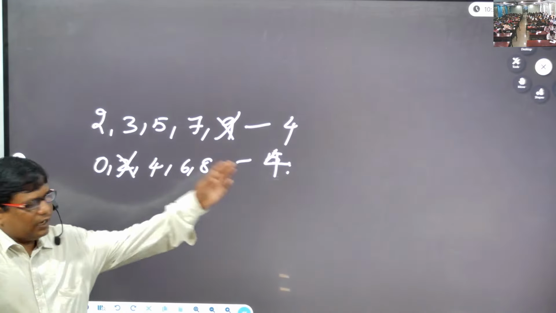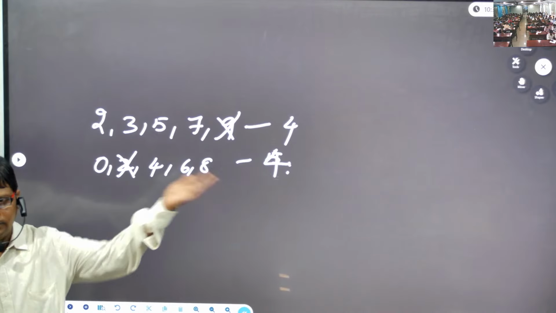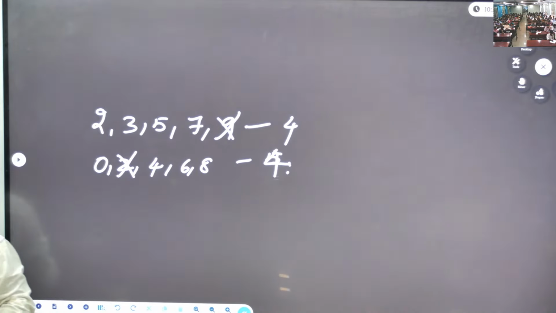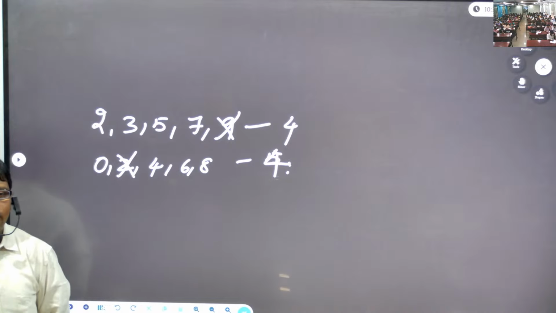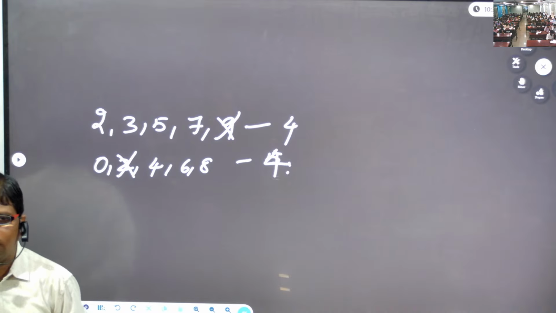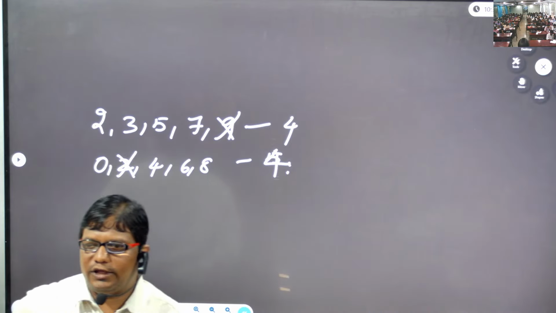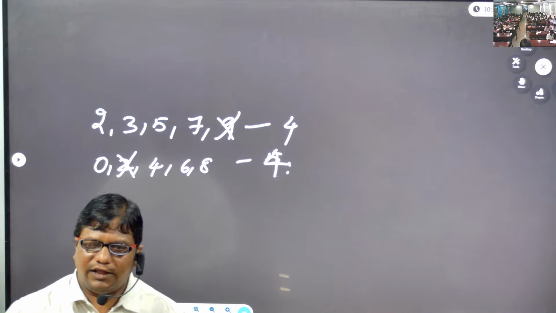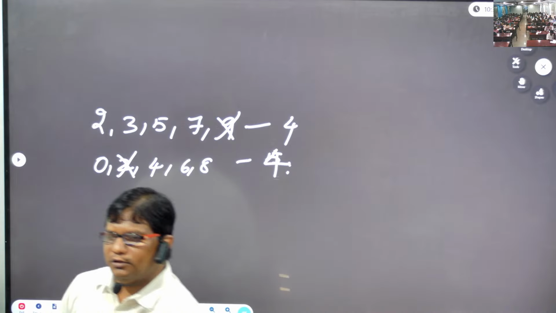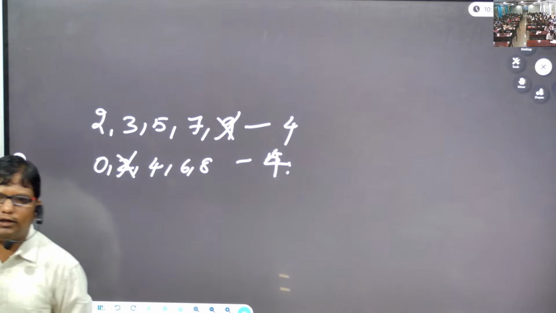So you can write 5. Next line. As 2 is repeated in prime numbers and even numbers, 2 is repeated in prime numbers and even numbers.